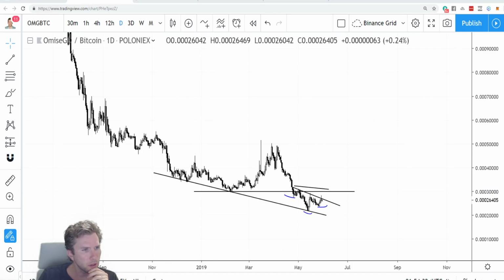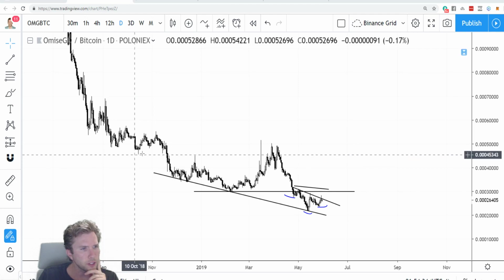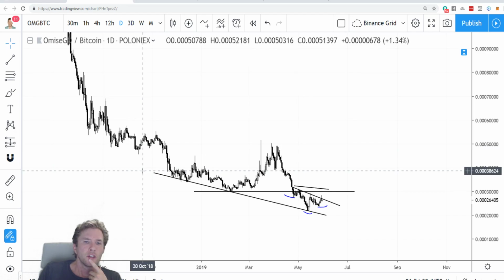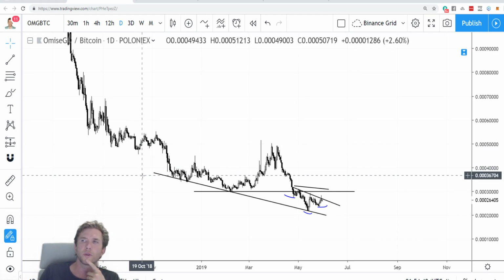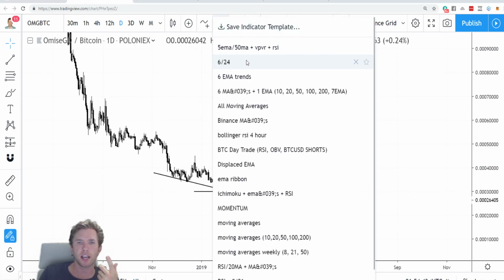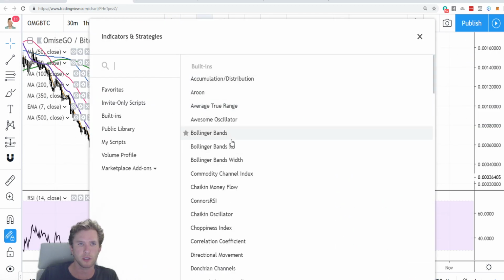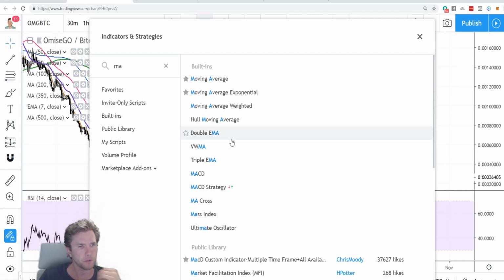What are the best moving averages for swing trade and best time frame? So swing trading, the moving averages I use are 50, 20, 100, 200, 357, 500. And then there's another one, which is, I'll go over that in just a second.